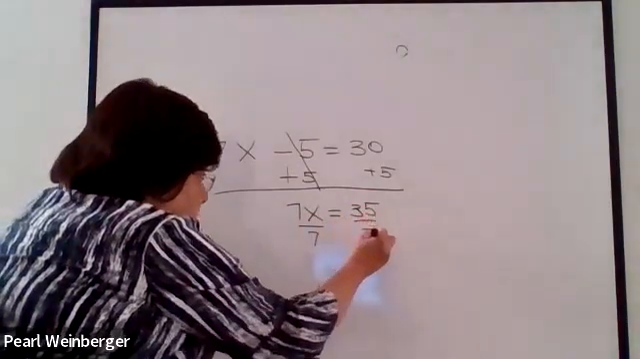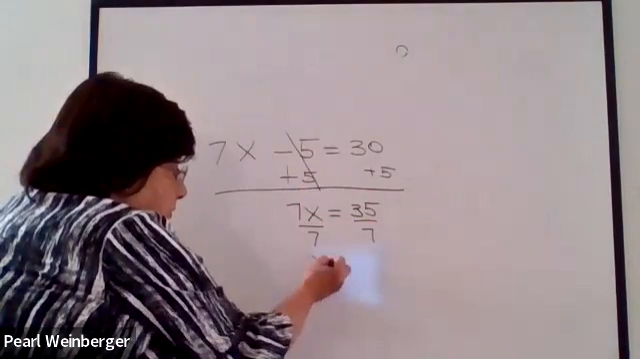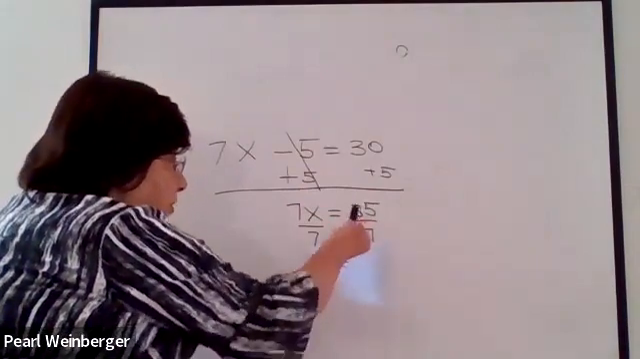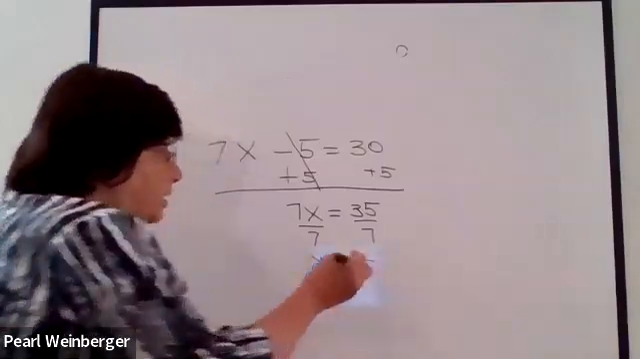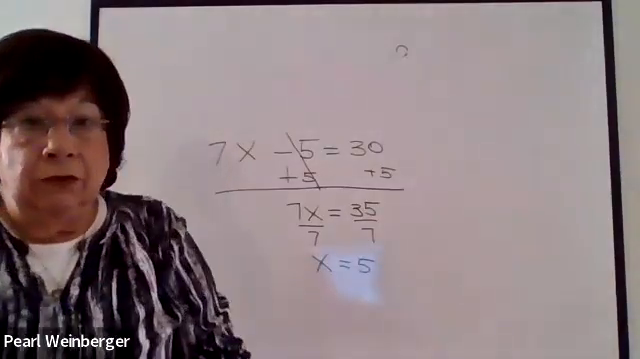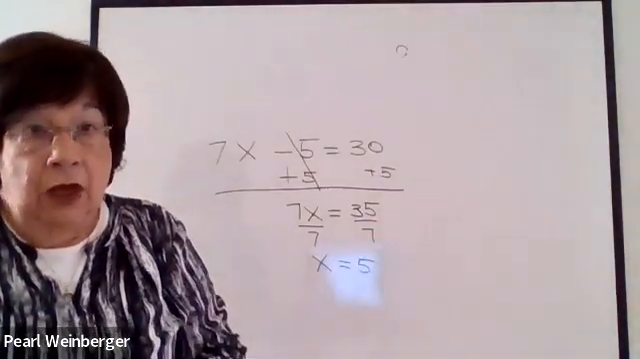And whatever we do to one side, we do to the other side. And of course, 7x divided by 7 gives me x, and 35 divided by 7 gives me 5. So my final answer, the value that we're getting for x, is 5.